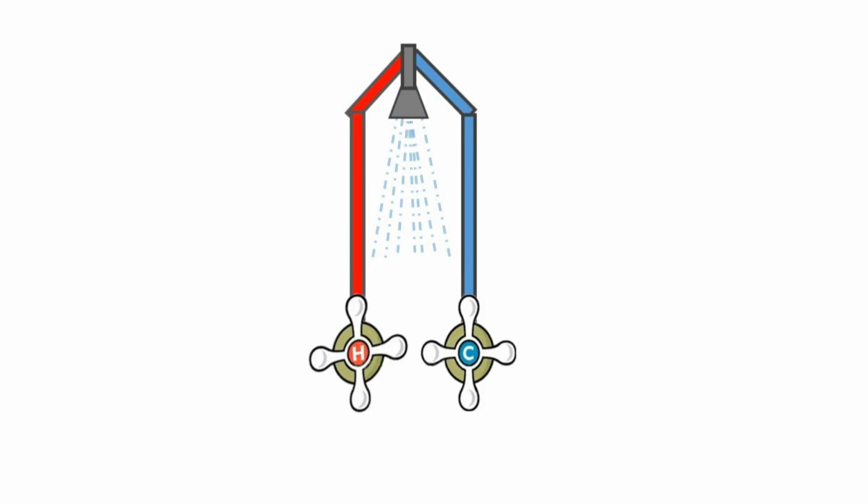Okay, so now let's look at the following scenario. You go to a hotel and you try to take a shower. As you know, there are two knobs. One is the blue knob and the other one is the red knob. The blue knob connects to the cold water and the red knob is connected to the hot water.